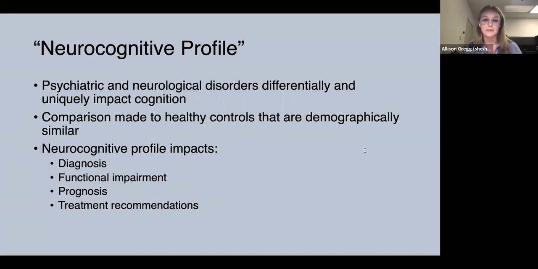We can also get into more of the forensic realm, but can detect malingering as well. Is there secondary gain involved? Is the person's performance looking very atypical for even the presentation they're claiming in this way? And so we see it impacting diagnosis. More importantly, though, the neurocognitive impact of a disorder really impacts the functional impairment, their prognosis, and individuals' treatment response as well, and different treatment recommendations.